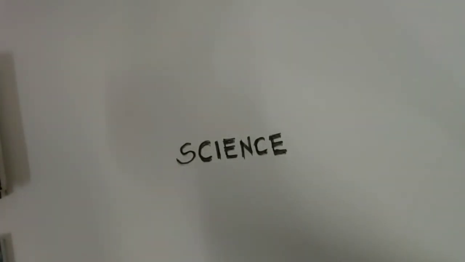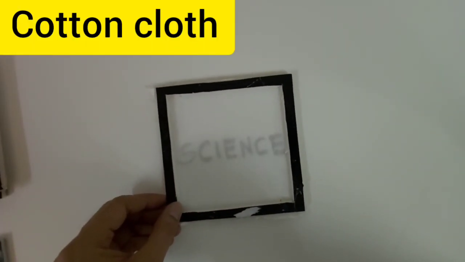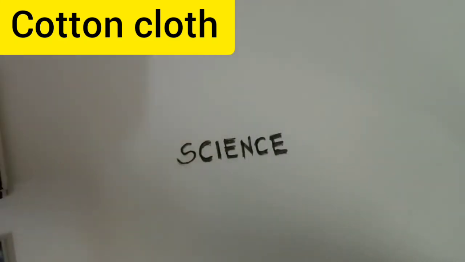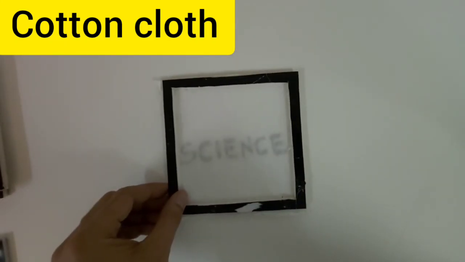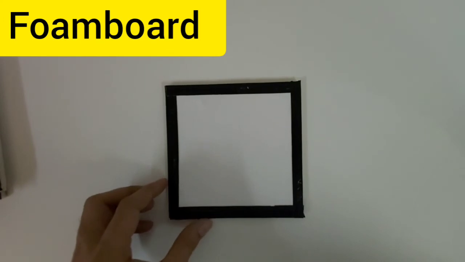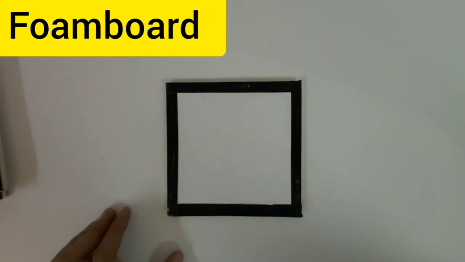And next one, we have the cotton cloth. Is it transparent, translucent, or opaque? And last one, we have the foam board. Transparent, translucent, or opaque?